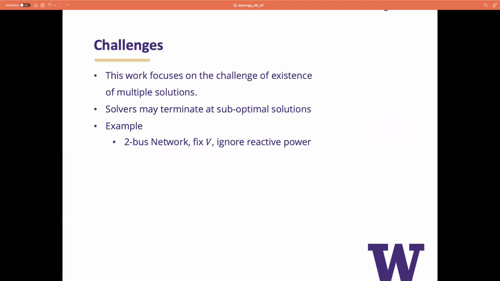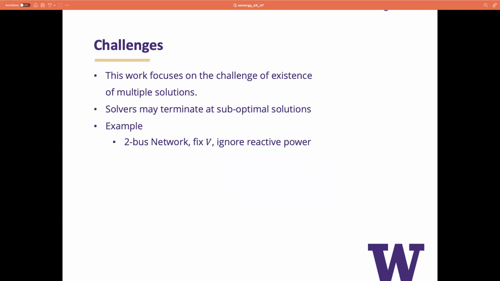A challenge in solving ACOPF is the existence of multiple solutions, and a nonlinear programming solver like IPOPT may terminate at some suboptimal solution and stop looking for a better solution.